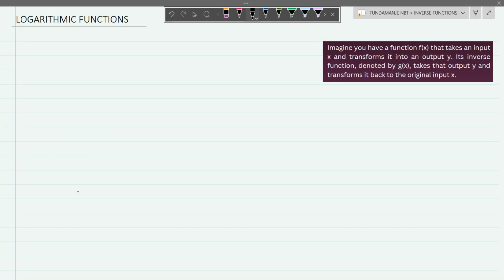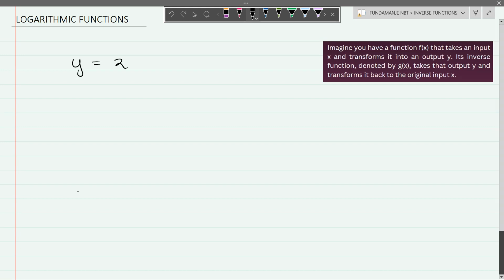Hi, in this lesson I want to talk about logarithmic functions. Now, logarithms are still under the topic of inverse functions. In the previous video, we did an example of finding the inverse of a linear function. But how do we find the inverse of a logarithmic function?